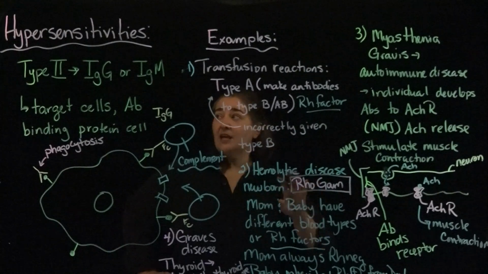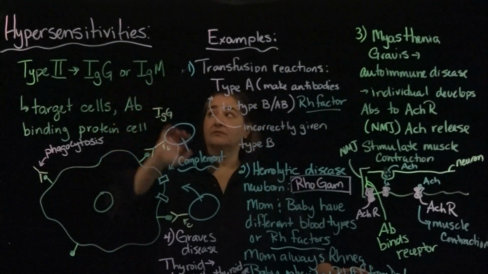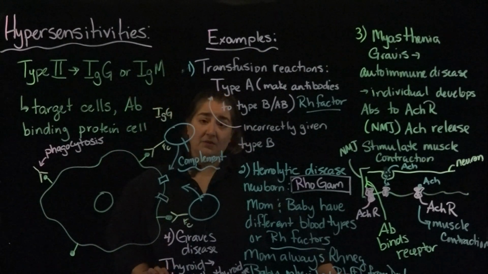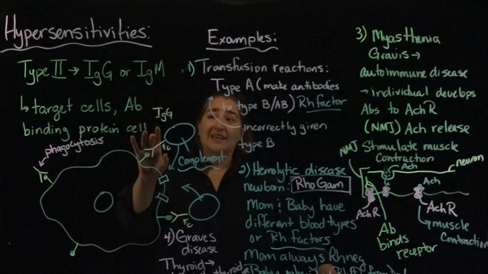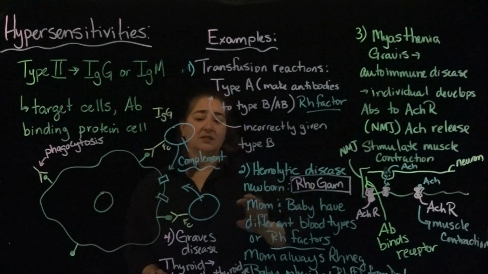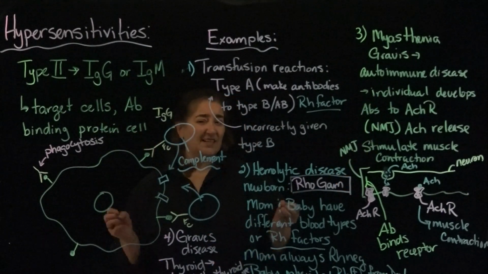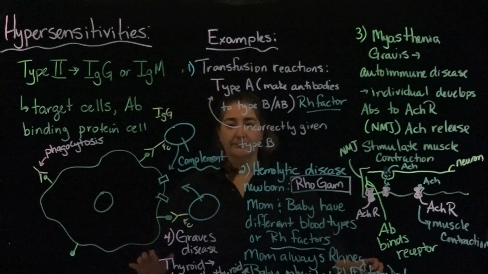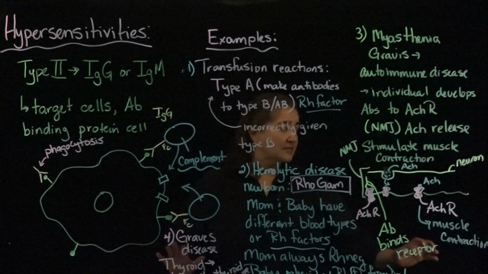But these are type 2 hypersensitivities, either IgG or IgM mediated. Complement can be either IgG or IgM. The myasthenia gravis and the Graves' disease, that tends to be an IgG mediated hypersensitivity. That kind of sums up the type 2.